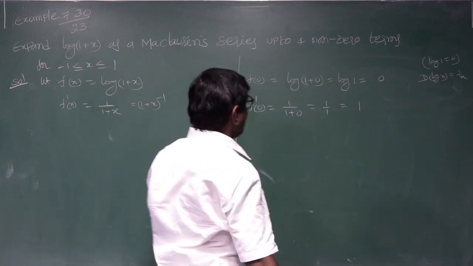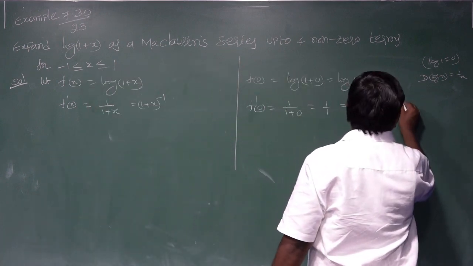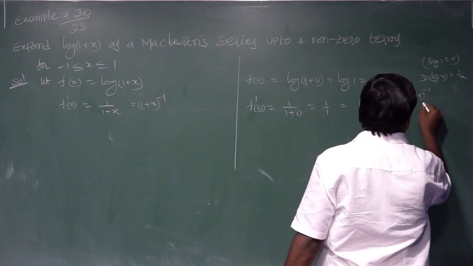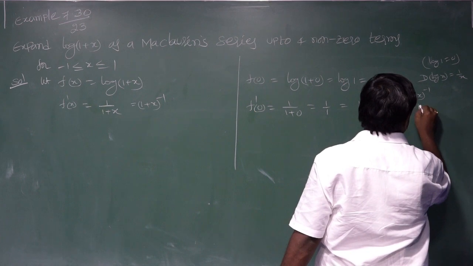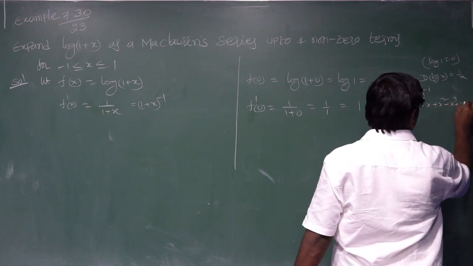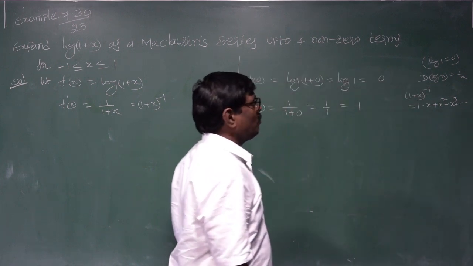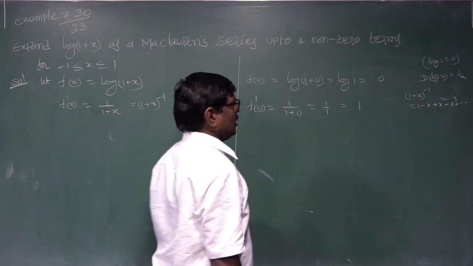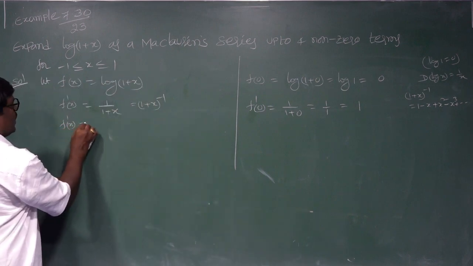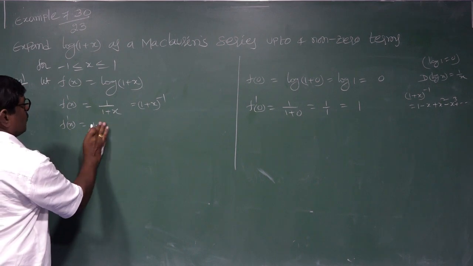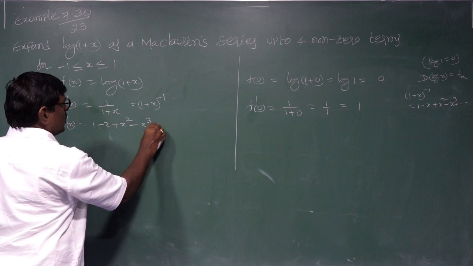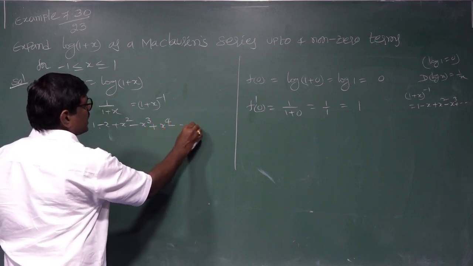Next is the binomial expansion. The binomial expansion formula is (1 plus x) to the power of minus 1 equals 1 minus x plus x square minus x cube, and so on. This is the binomial expansion formula. This is f dash x equals 1 minus x plus x square minus x cube plus x power 4 minus dash.